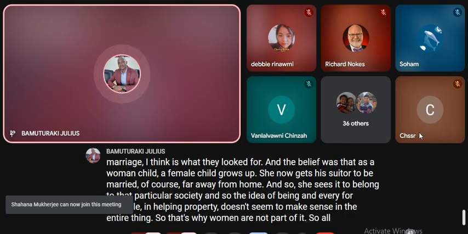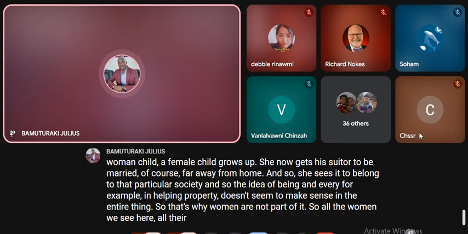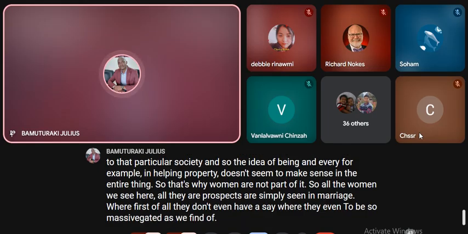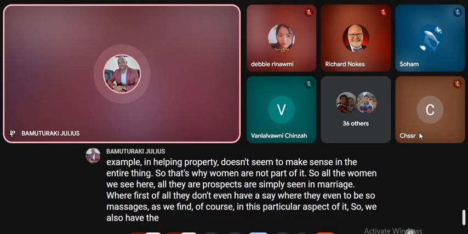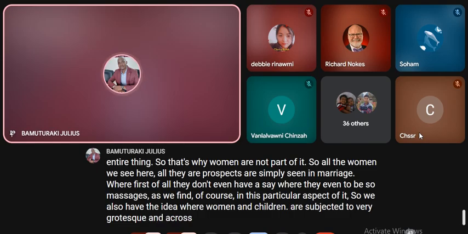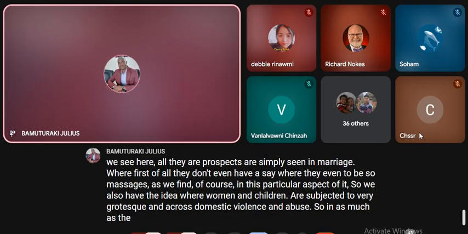So all the women we see here, all their prospects are simply seen in a marriage where, first of all, they don't even have a say, where they are going to be so much subjugated, as we find in this particular aspect of it. So we also have the idea where women and children are subjected to very grotesque and gross domestic violence and abuse.